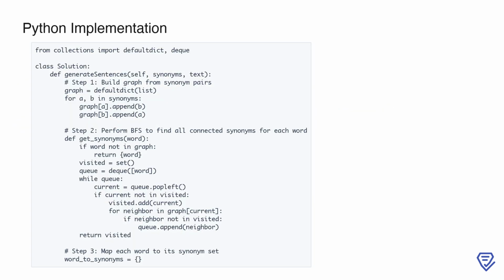Here, we're implementing the solution to generate all possible synonymous sentences. First, we import the necessary modules: defaultdict to create a graph structure and deque for efficient breadth-first search. In the generateSentences method, we start by constructing a graph where each synonym pair is bidirectionally connected. This allows us to map each word to its related synonyms.